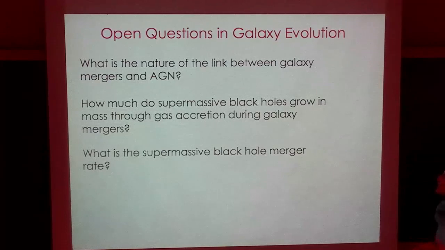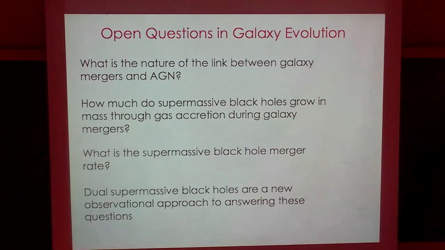We also don't know how much black holes grow in mass during the course of a merger. We see them accreting mass, but how much of that mass growth occurs inside of mergers versus outside of them? And finally, a merger between two galaxies leads to the merger of two supermassive black holes, which is, of course, interesting in the context of gravitational waves. So in the course of this talk, I'm going to introduce dual supermassive black holes as a new and unique observational tool for getting at these sorts of open questions in the field of galaxy evolution.